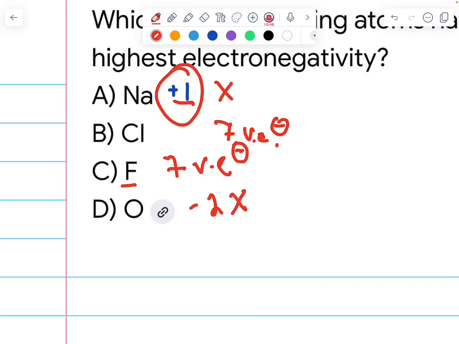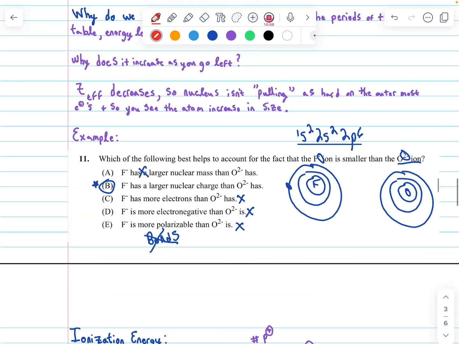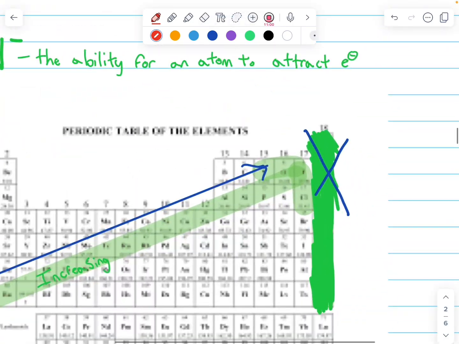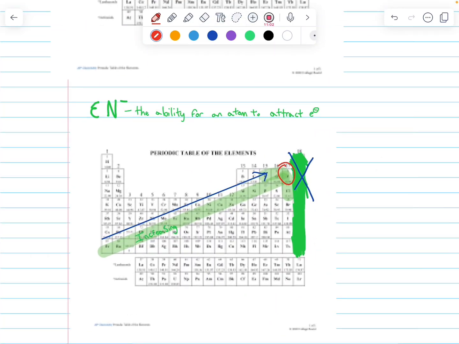It's going to have a higher electronegativity, and you can remember that fluorine is the most electronegative atom, and that tracks with our periodic trend, right? Because we increase electronegativity as we go up and right, so it only makes sense that fluorine is the most electronegative atom.